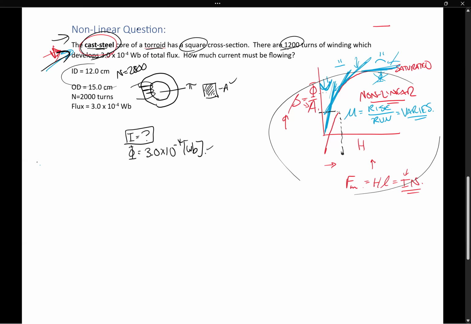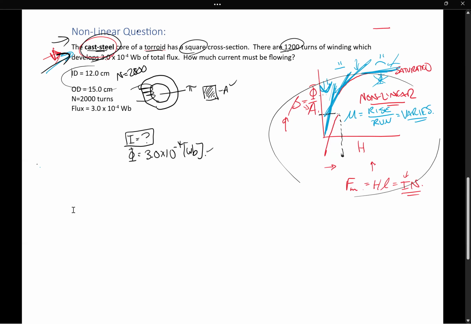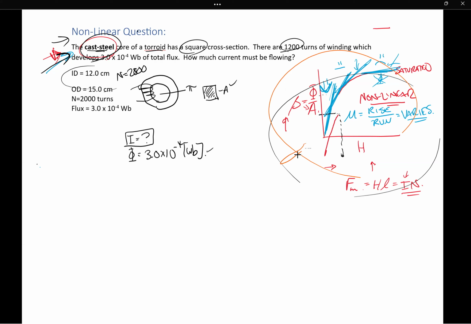There we go. Now I think I'm set up so that you can see the question and the solution here. So this one, again, we looked at whether this was linear or nonlinear. We decided that this is a nonlinear question because it's made out of cast steel. So we're going to have a BH curve that looks like this over here. We're not particularly happy that we have a nonlinear question, but that's what we have.